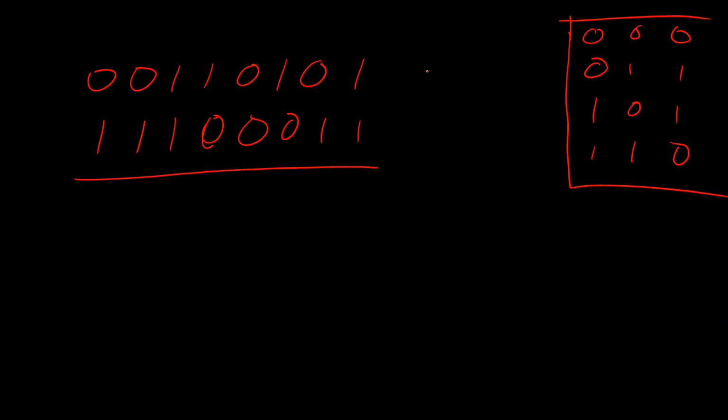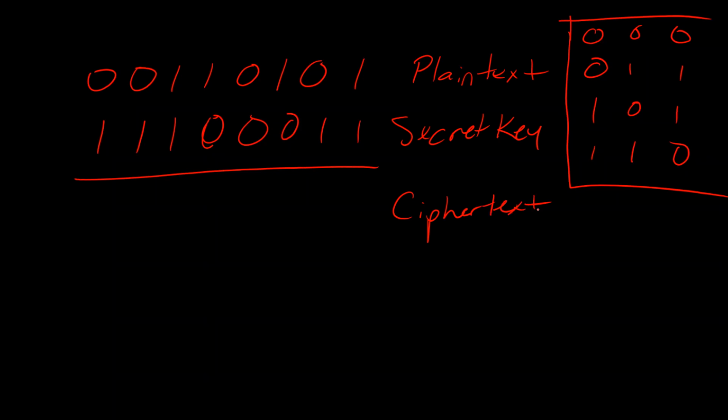So this is our plain text, and this is our secret key. So now we're trying to create the cipher key, or ciphertext. It may be a little bit different because we are not working linearly this way. We're going to be working up and down to solve this. So 1 and 1, that's 0. 0, 1, that's 1.